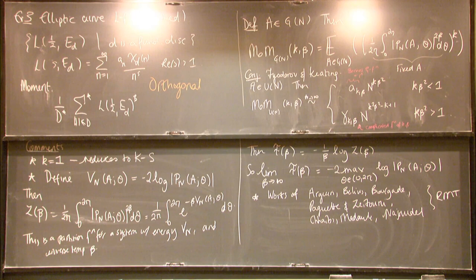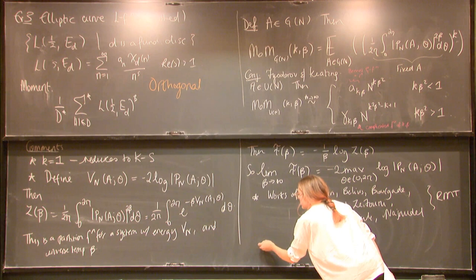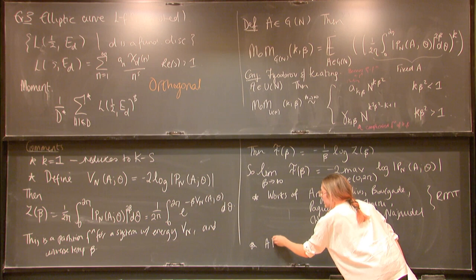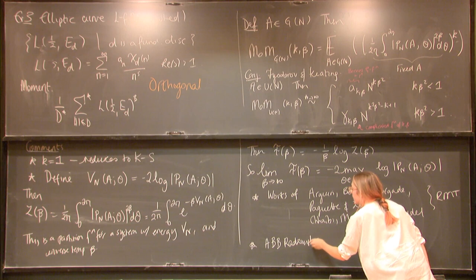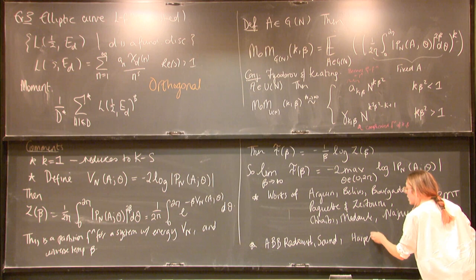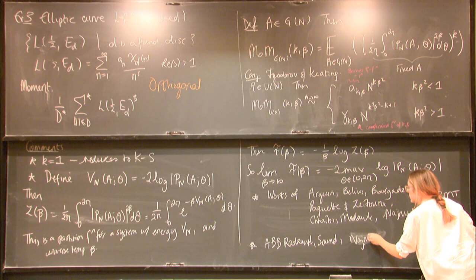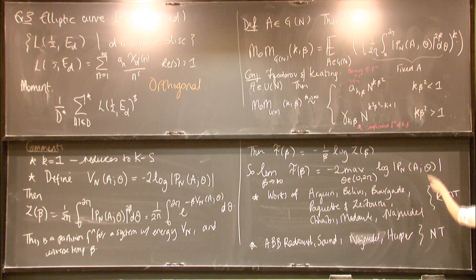The statistical physics aspect can give you information about the shape of this, and these are progressively finer results towards that end. And then in the number theory case, we have results of Arguin, Belius, Bourgade, Radziwiłł, and Soundararajan, and then progressively Harper. I should put Najnudel in here as well. This is for when you replace your P of n by zeta.